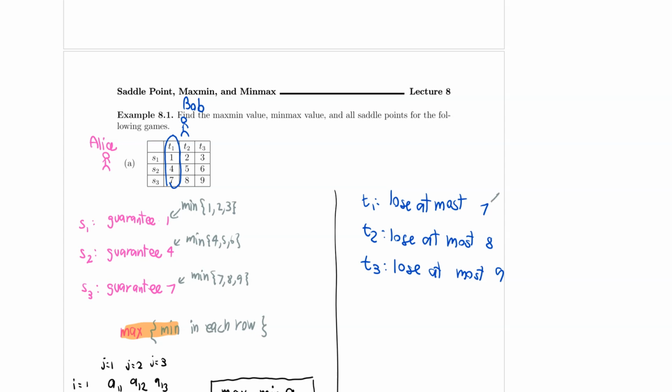Let me actually write where the 7 comes from. So this 7 is actually the max between the 1, 4, 7 that we see here, and this is the maximum number in the first column. The number 8 here comes from the maximum number from T2, which is the max from 2, 5, 8. And this last 9 is the maximum from 3, 6, 9.